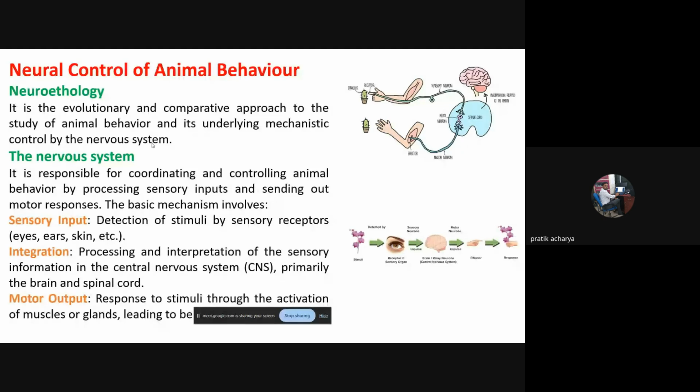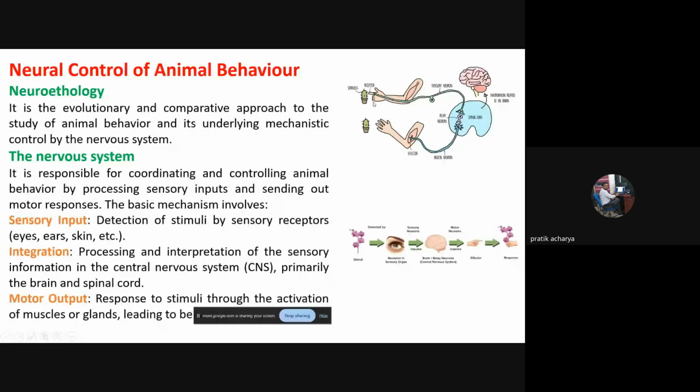The nervous system is responsible for coordinating and controlling animal behavior, because we have discussed that neural coordination is essential. So the basic inputs of the nervous system are what? Sensory input and motor input. These two are here. One is sensory input, another is motor input. But we know that all this part, where my cursor is moving here, the central nervous system, is actually the decision-making part.